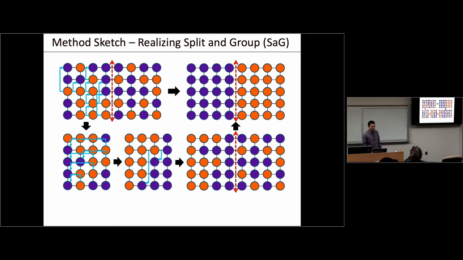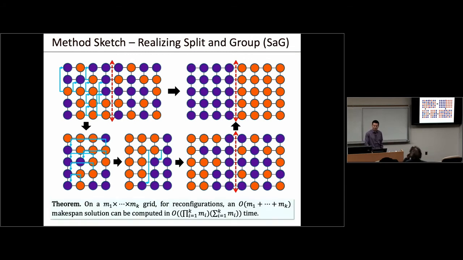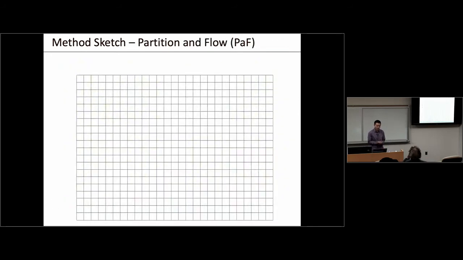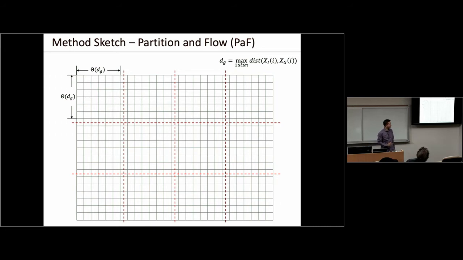So that is the entirety of the split and group algorithm. And I just want to mention here, we can do this, of course, for higher dimensions. Now with that, we can construct the whole algorithm called partition flow. So I'm just going to be, again, very brief here. First, we need to compute something we call dG. That is, for each robot, we compute the Manhattan distance from its start to its goal on that grid. And we take the max of that. Based on that, we partition the larger grid into small cells of roughly the size dG times dG.